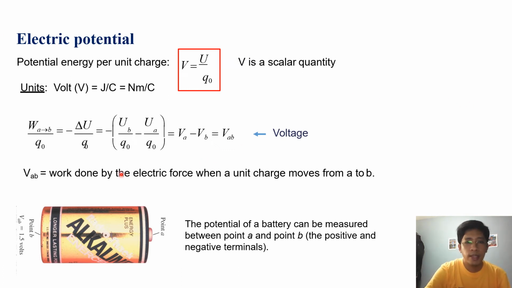Your VAB is the work done by the electric force when a unit charge moves from A to B. And this is similar to your voltage, okay? In the case of a battery, the potential of a battery can be measured between points A and B, where A is the positive and B is your negative terminal. So what you're actually measuring here is the potential of your battery, which is equal to VAB, which is VA minus your VB.